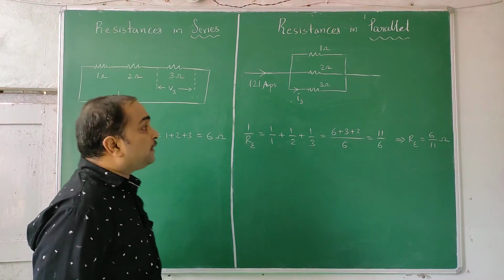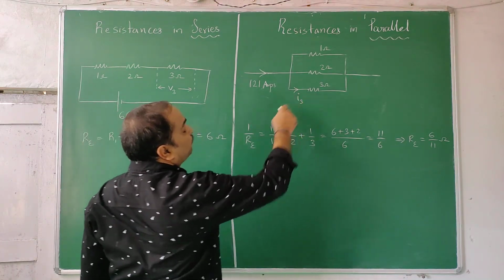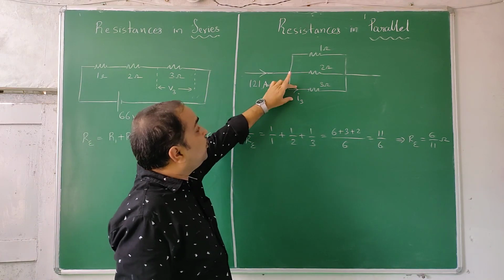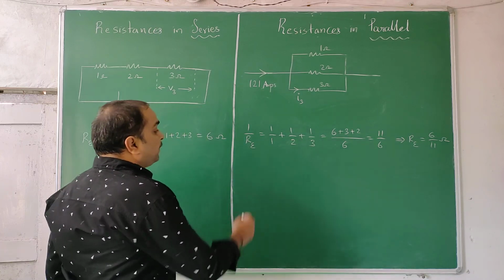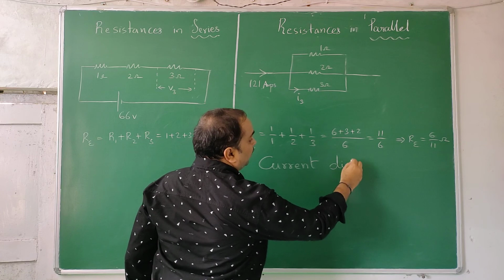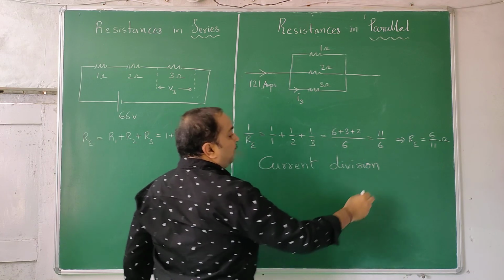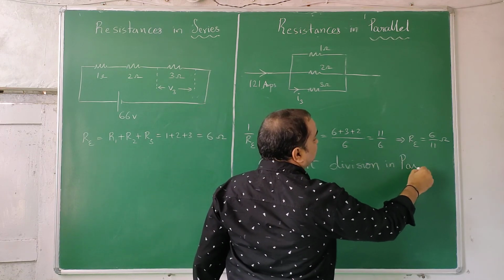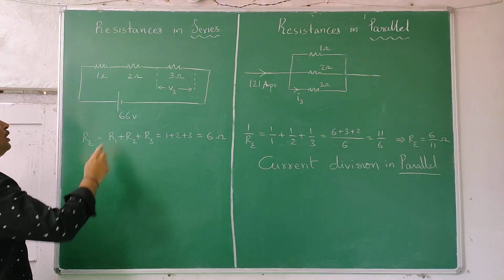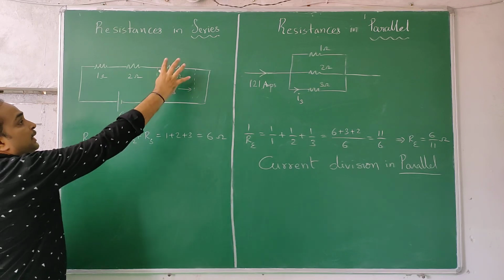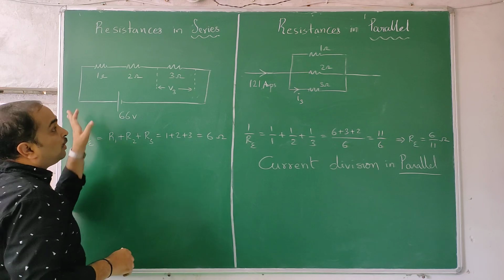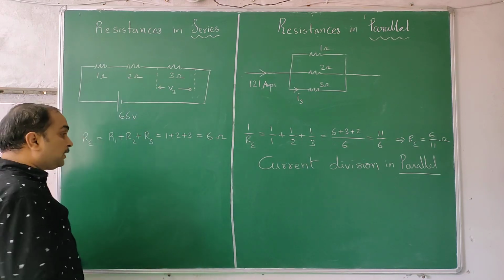If I know equivalent resistance, can I directly find one of the currents? Or if I know equivalent current, total current, can I find individual currents? This is called current division in parallel. How does current divide in parallel connection? Similarly, I know the total potential difference. Can I directly find out potential difference across one of them? Or do I have to first find out current through all of them individually and multiply and get it like that? That question I am answering.